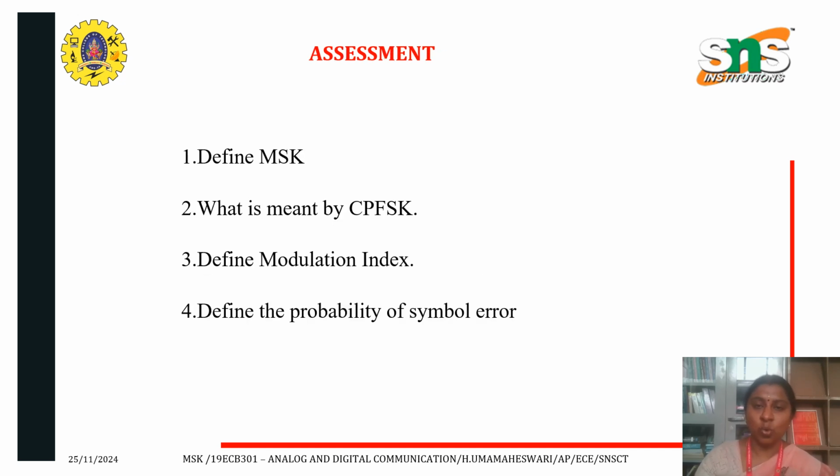The main assessment is what is meant by MSK, the modulation index, and the probability of error.